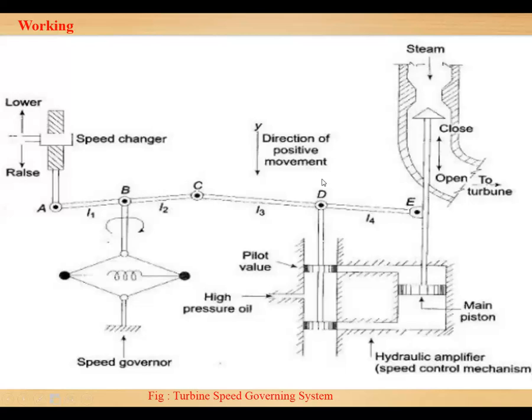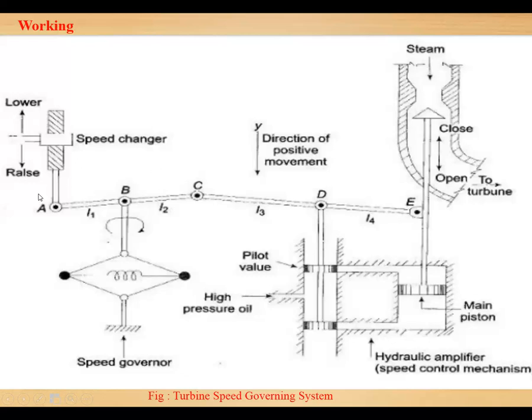If point D moves upward, the high pressure oil enters into the upper pilot valve and presses the main piston downwards and opens the valve and gate to increase the flow of steam to the turbine. Thereby, the speed of the turbine increases and maintains constant frequency.